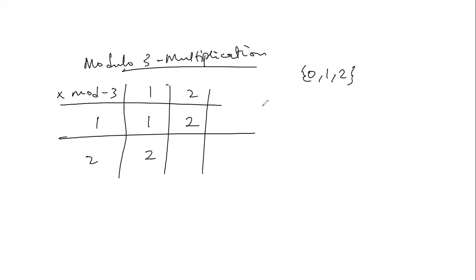So 2 times 2 is going to give us 4. So what's going to be the answer here? It's going to be 1, because 4 divided by 3 is 1 remainder 1. So it's 1, right? Perfect. I think we're tagging along very well.